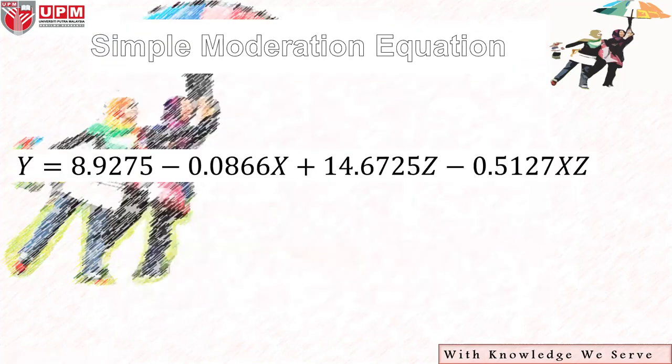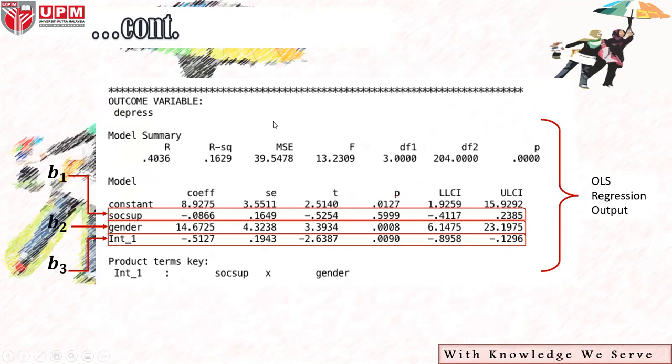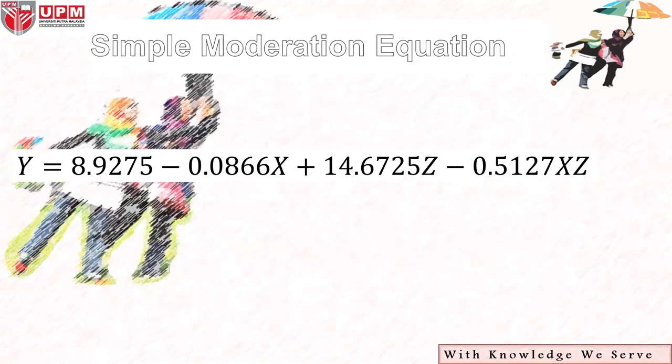Okay, so based on the earlier result, this is our simple moderation equation. Yang ni kita ambil daripada yang kat atas tadi. Kita ambil the values from here: 8.9275 minus 0.0866 plus 14.6725 minus 0.5127. Kat sini we just plug into the equation. Okay, ni kita punya equation.